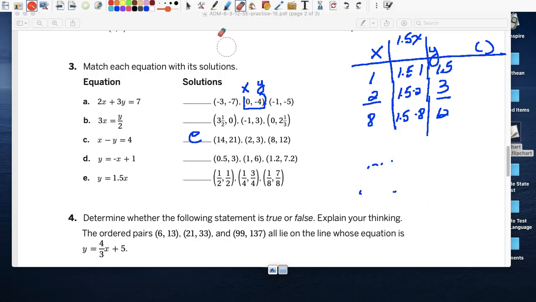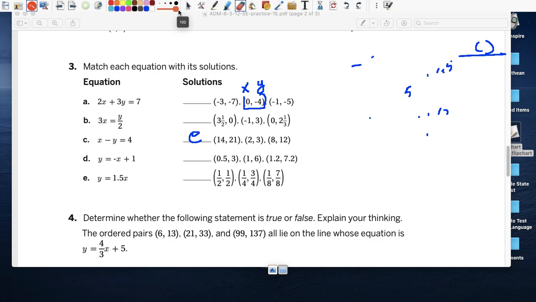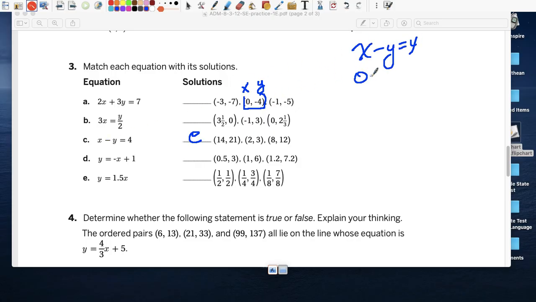So let's see if it works for equation C. Sorry, I mean D. Sorry, I meant C. So x minus y equals 4. Let's put in this number. x is 0 minus y is negative 4. Does that equal 4? Yes, it does, because a negative and a negative is a positive, and 4 equals 4. So trying that point, it worked for equation C, so that goes in there. Let's pick something else that's easy to substitute.